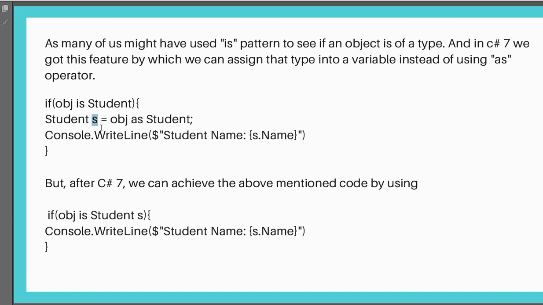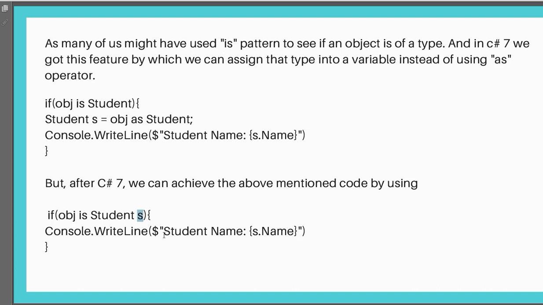But in C Sharp 7 we got a feature by which we can assign that type into a variable instead of using the as operator. If the passed object is a student, then just cast this object into a variable named s, and we can then further explore the properties or methods written inside this class. So what's new in C Sharp 8?